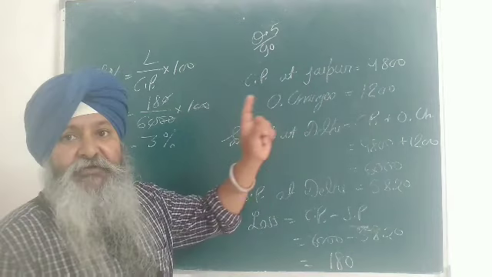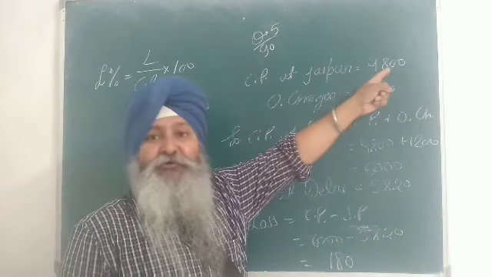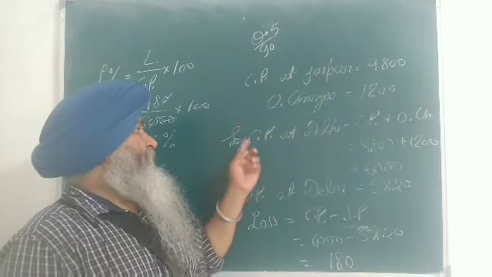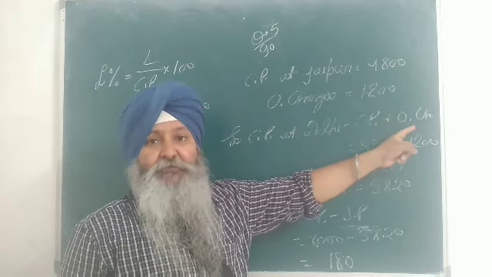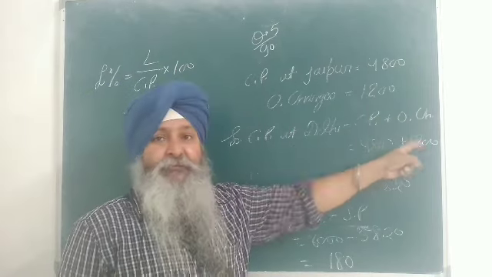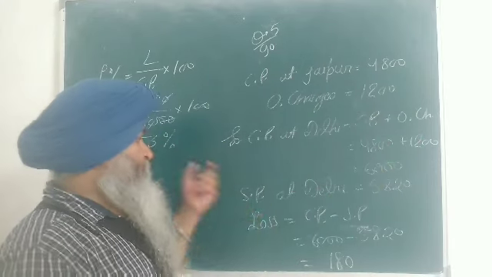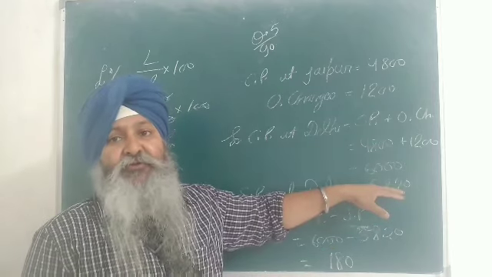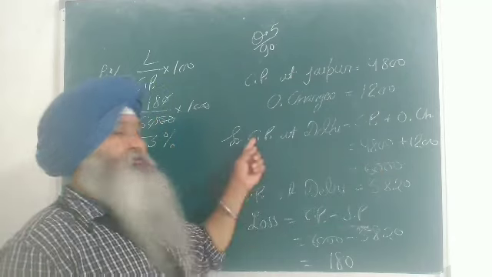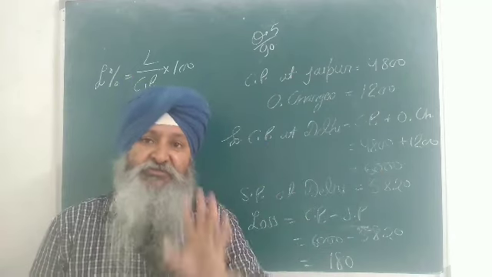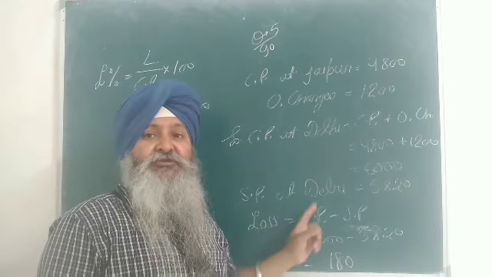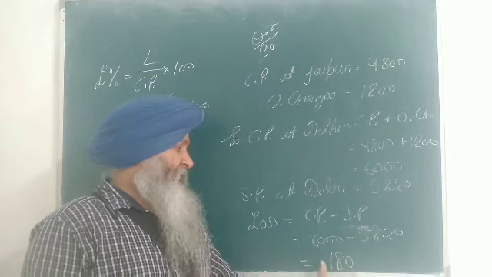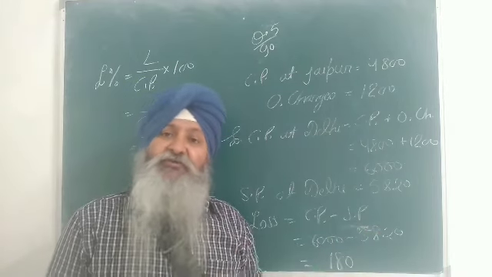So first of all, CP at Jaipur is 4800. Overhead charges are 1200. So when it comes to Delhi, the CP at Delhi is cost price plus overhead charges. That is 4800 plus 1200, 6000. Now selling price at Delhi is 5820. So naturally 6000 is more, 5820 is less. That is, CP is more and SP is less. So naturally he is getting a loss. Now what is the loss? CP minus SP. So that is 6000 minus 5820. So that is 180. Now they are asking what is the loss percent.